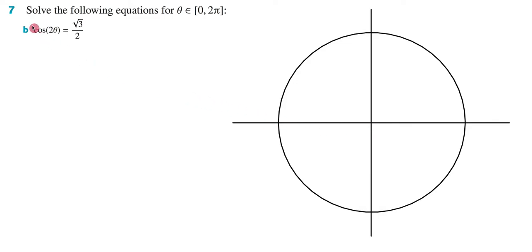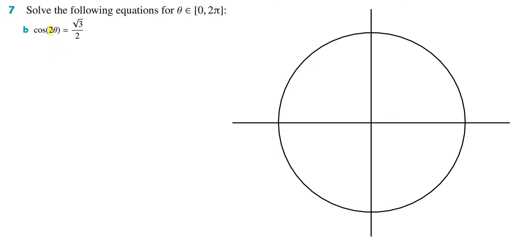Okay, so we are up to question 7b of exercise 14h, which is asking us to solve the following equation for theta is equivalent to 0 to 2 pi. And as you can see here, we're given cos of 2 theta equals the square root of 3 over 2. The very first thing that we should notice when doing this question is the fact that our period is going to be different because of this 2, and we really don't want that to be the case.